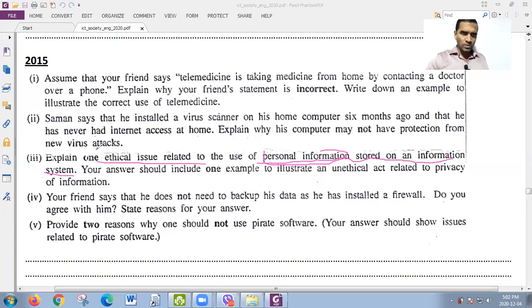I repeat the question. Try understanding the question first. Explain one ethical issue related to the use of personal information stored on an information system. So you can simply say the personal data in that information system can be given to others without permission. So it affects their privacy. That is the ethical issue. At the same time, look here, your answer should include one example to illustrate the unethical act related to privacy.